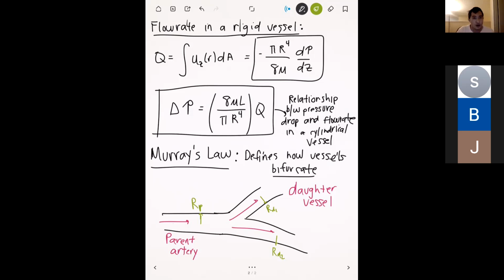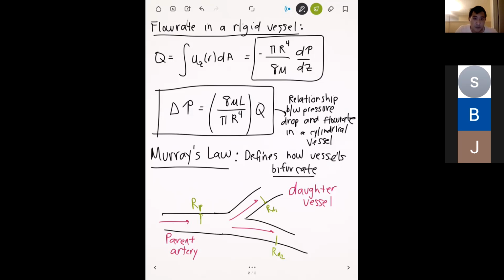Okay. All right. And so what we'll find is that there's an optimal relationship between the radius of the parent vessel and the radius of the daughter vessels that minimizes the amount of work that the heart has to do to pump the blood. Okay. Any questions on this?